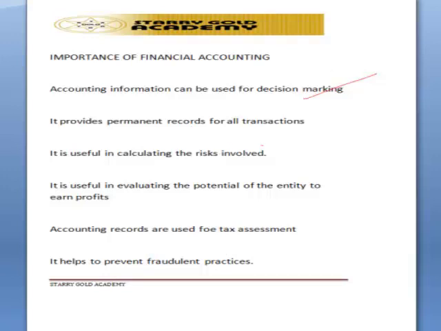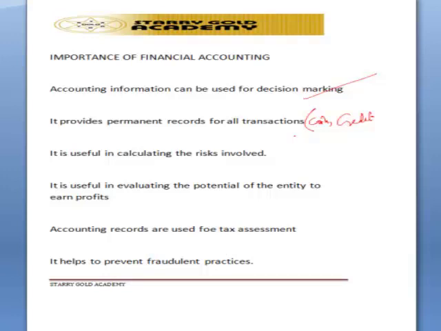And as we have explained what transactions are, transactions could be in the form of cash or credit, and any of them can be classified as capital or revenue expenditure or capital or revenue receipt. It is useful in calculating the risk involved.